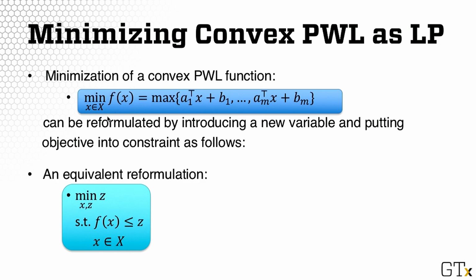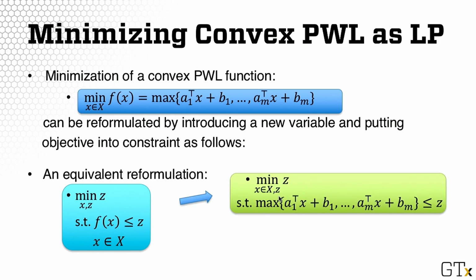You can always reformulate any minimization of a complicated objective function by introducing a new variable and putting in the new constraint f(x) less than or equal to z in the constraint. But once we do this, the advantage is now I can plug in what f(x) is. f(x) is the maximum of linear pieces. So this whole thing, the max of these m linear functions, should be less than or equal to z. And we're minimizing z.